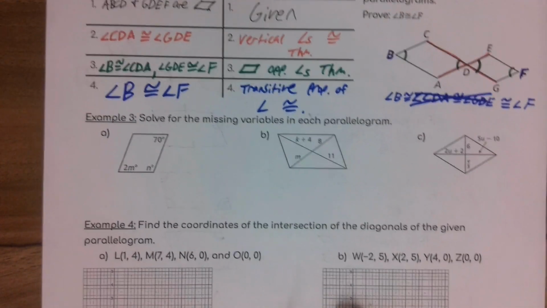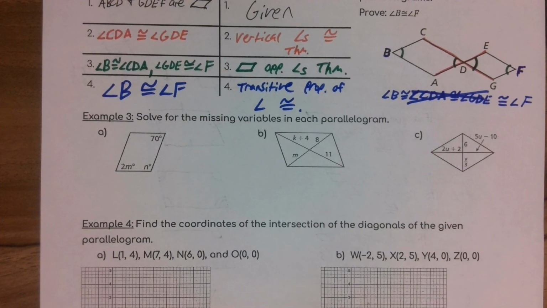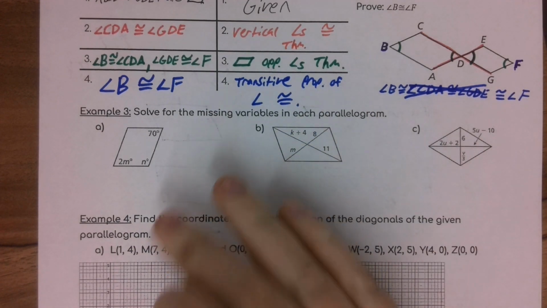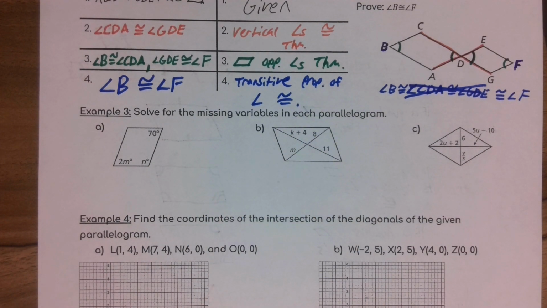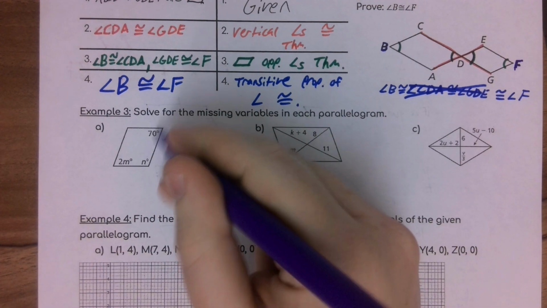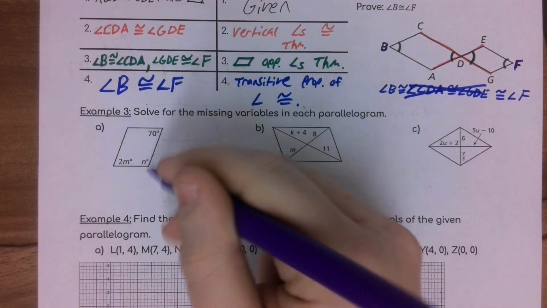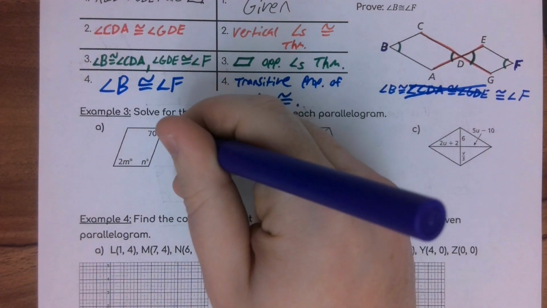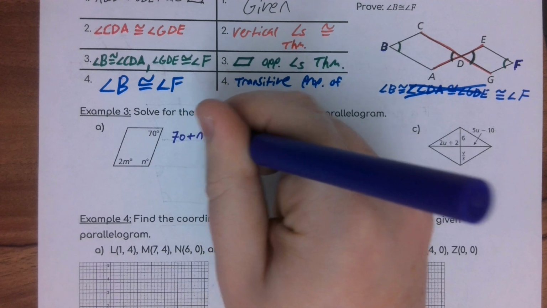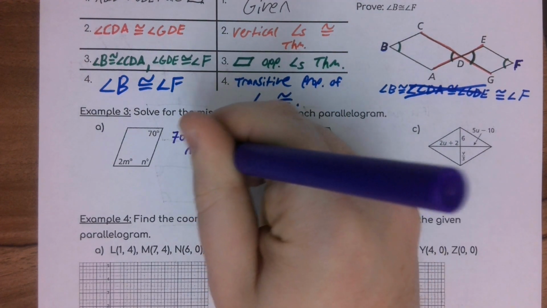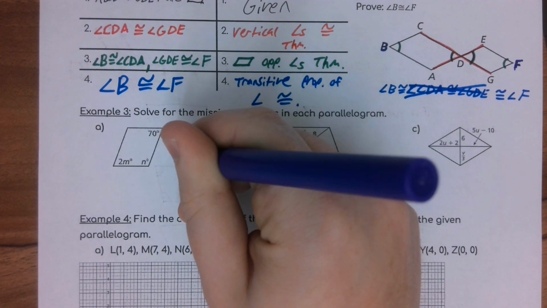Let's take a look at example 3. Example 3 is solve for the missing variables in each parallelogram. This is just like example 1, just using the diagonals theorem and consecutive interior angles theorem. For letter A, we know that two consecutive angles of a parallelogram have to add to 180. So we can say 70 plus n has to be 180. Means n is 110. That's part of our answer.